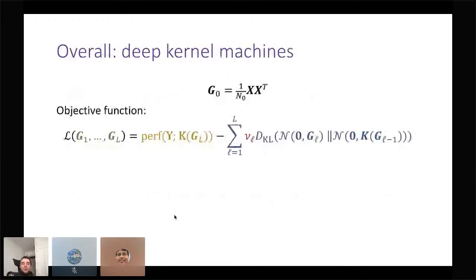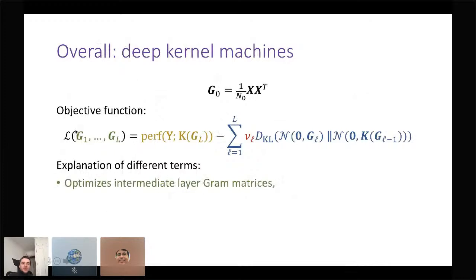And so then, to see how this works a bit more concretely, we can write down the deep kernel machine objective. Again, we start off with this data Gram matrix by taking the data multiplied by themselves. And then the objective function is this thing here. We can break it down into individual components. First, these arguments to the objective function on the left tell us that we're optimizing these intermediate layer Gram matrices. So G0 here is fixed by the data, and then G1 to GL are the things we're optimizing.